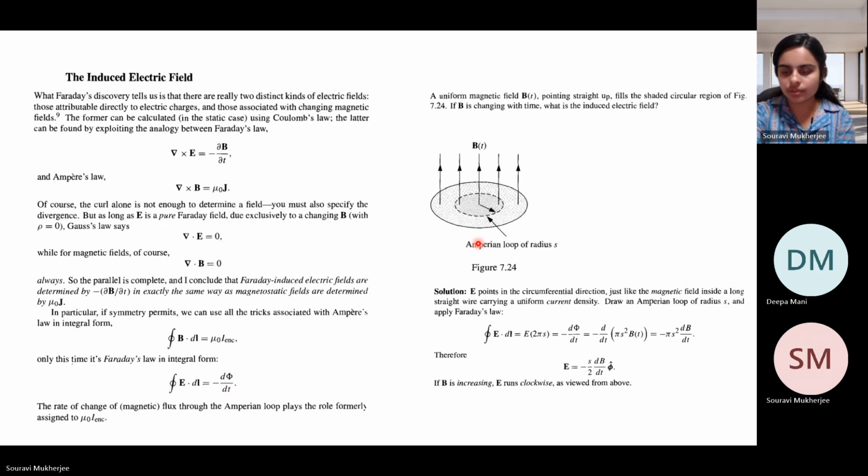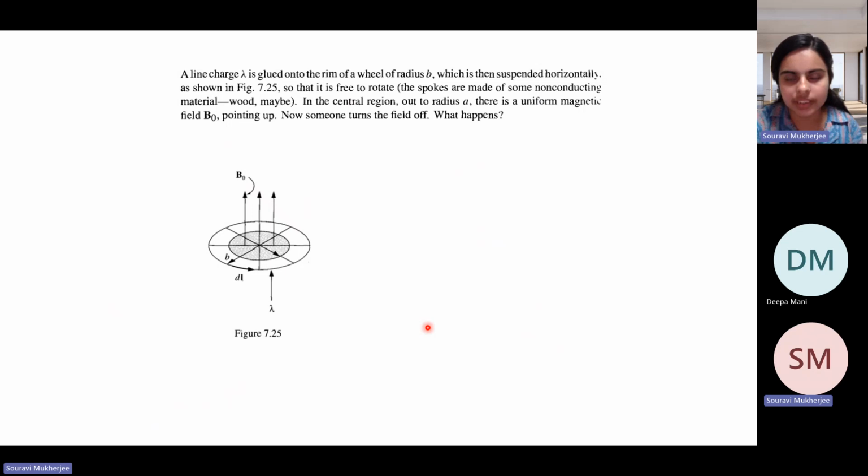Now this is very interesting, in the sense that it's a fun experiment. Suppose you have this ring with charge distributed over the rim, so over the circumference you have some line charge lambda, and this rim has a radius b. Inside this, in the central region of radius a, there is a uniform magnetic field which is pointing up. Now, at some point of time, you turn off the field.